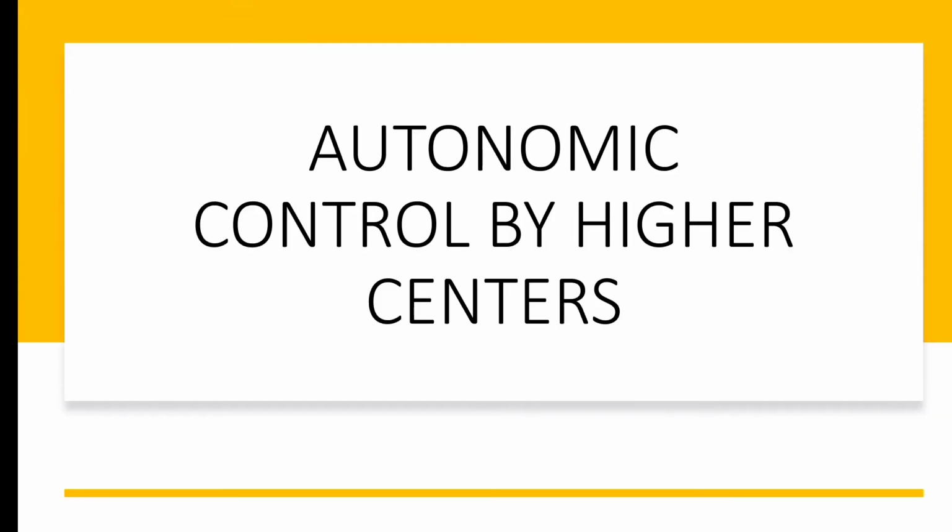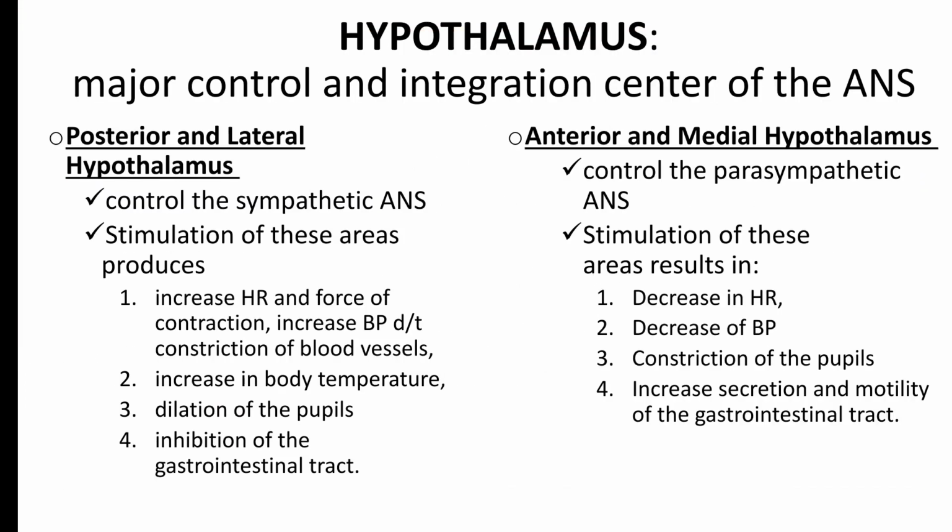Now let's talk about autonomic control by higher brain centers. Major control of the ANS is from the hypothalamus. The posterior and lateral hypothalamus controls sympathetic responses, so stimulation of these areas produces sympathetic effects like increased heart rate, increased blood pressure, increase in body temperature, dilation of pupils, as well as inhibition of the GIT. The anterior and medial hypothalamus, on the other hand, are for parasympathetic control of the ANS. Stimulation of these parts results in a decrease in heart rate, decrease in blood pressure, constriction of pupils, as well as an increase in secretion and motility or movement of the GIT.